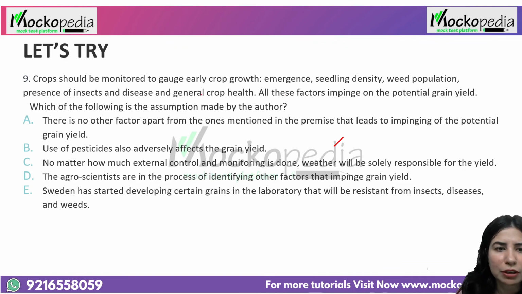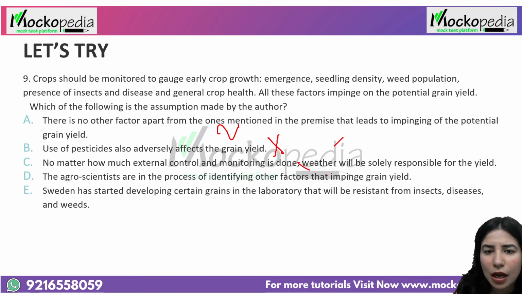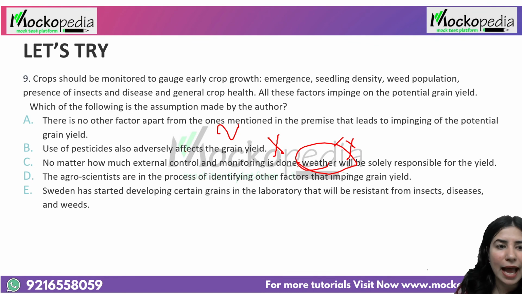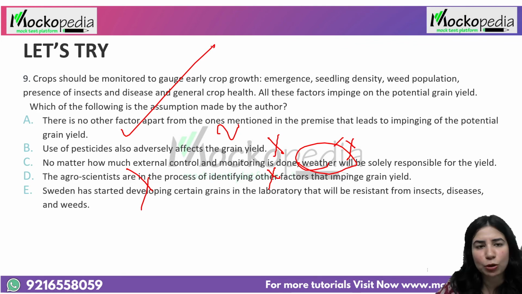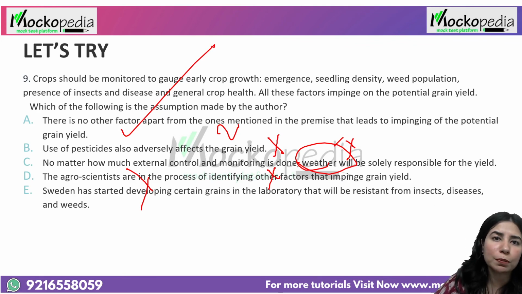So there is no other factor apart from the ones mentioned in the premise that leads to impinging of the potential. Yes, this can be said. The use of pesticides is not being discussed. No matter how much external control and monitoring is done, weather will be solely responsible, we cannot say that, out of scope. The agro scientists are in the process of identifying other factors, we can't say that. Sweden has started, Sweden is not being discussed at all, right? So this also goes out. So clearly, A will be picked as the answer choice if you have good observation and if you are paying attention to the nuances, right?